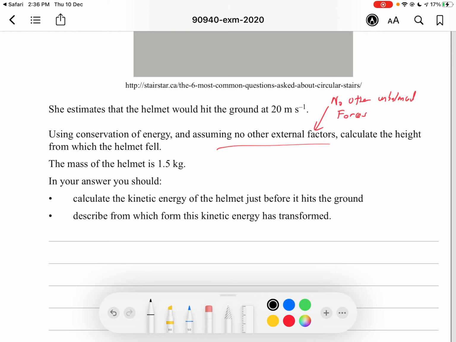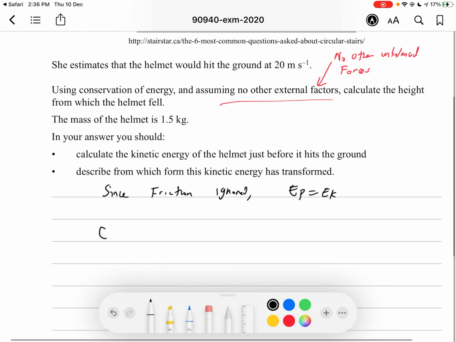In real life, we know that this is not the case because there's air resistance, and this friction causes heat and sound to be lost as energy. So not all of the gravitational potential energy is transferred into kinetic energy. But in this case, we are assuming no other external factors, meaning that we're ignoring friction. So since friction is ignored, we can say that EP equals EK.